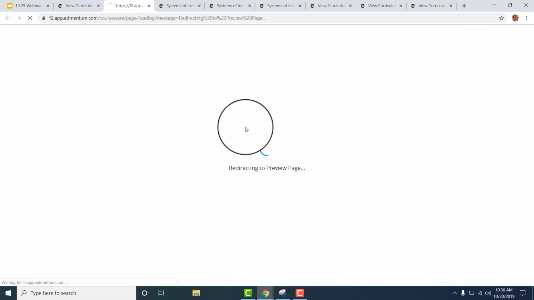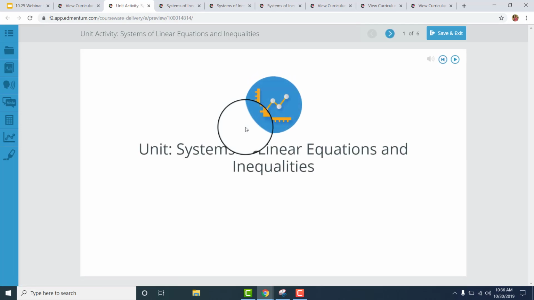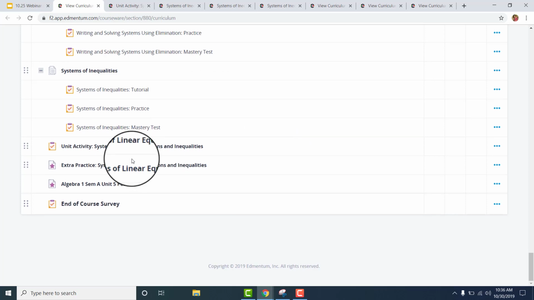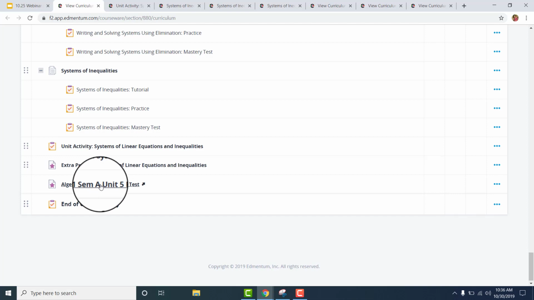The unit activity within Algebra 1A and 1B are also interactive. We will go over those more in detail in another webinar. There's extra practice embedded and the post-test.